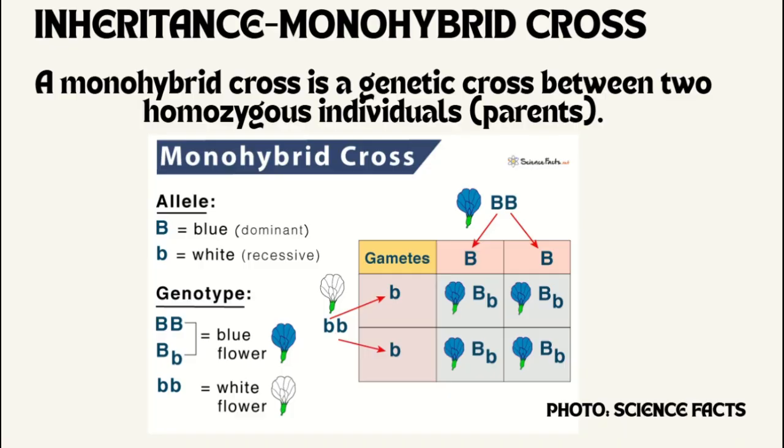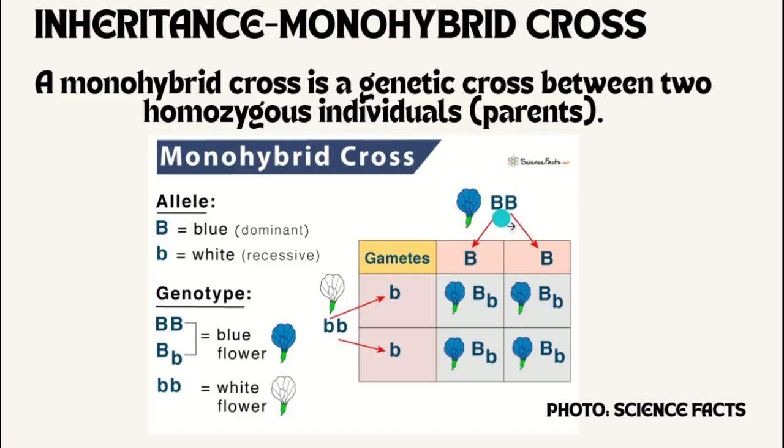In a monohybrid cross, it's a genetic cross, right? So this is how we can predict the next generation. It's a genetic cross between two homozygous individuals. Remember what we said homozygous meant, they must have the same thing. Now in this diagram, this will be the F1 generation, meaning the first generation. If the parent had a child, the offspring is the first generation.